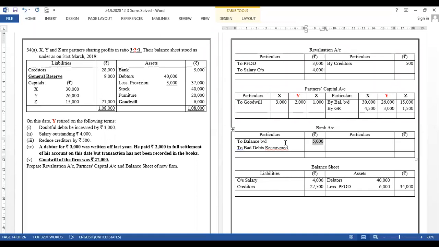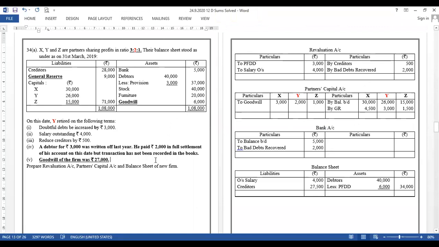Please remember that this amount of bad debt recovered has nothing to do with the provision, nothing to do with the debtors. How much amount have we been able to recover? 2,000. So let us write 2,000 only. This bad debt recovered is an income, so let me credit it to the revaluation account. By bad debt recovered, the amount is rupees 2,000. Forget about that remaining 1,000, we have already written it off as bad debt, right?